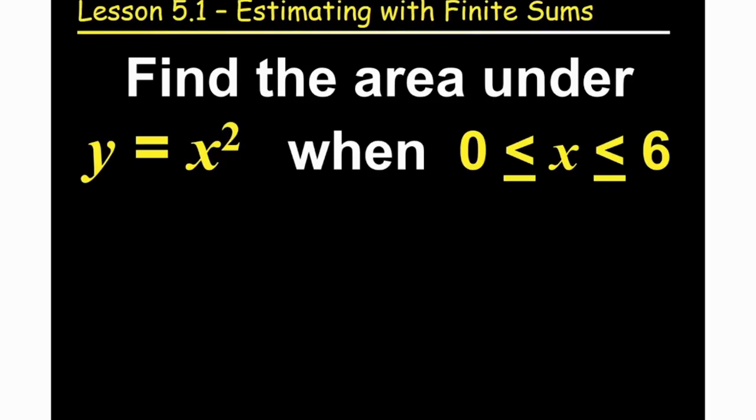So this is a good problem to start with, a nice little parabola, y equals x squared. We're going to talk about the area under y equals x squared from x equaling 0 to 6. The area under y equals x squared from 0 to 6.